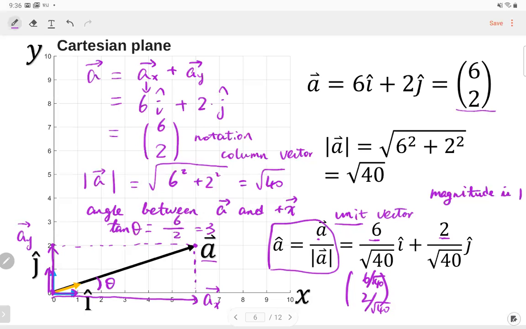Okay, so this is the notation of the vector. Do you have any questions? Okay, if you don't have more questions, let me move on.